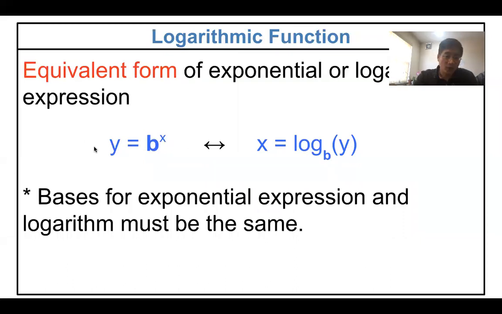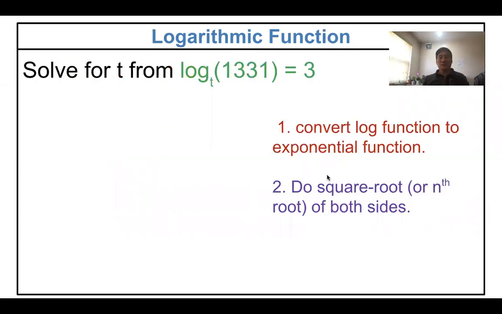When you go backward, again, b goes to the exponential function as the base, and the x goes up. This one goes up. Power goes down, this goes up, and y is here. So, like this, let's see one example.